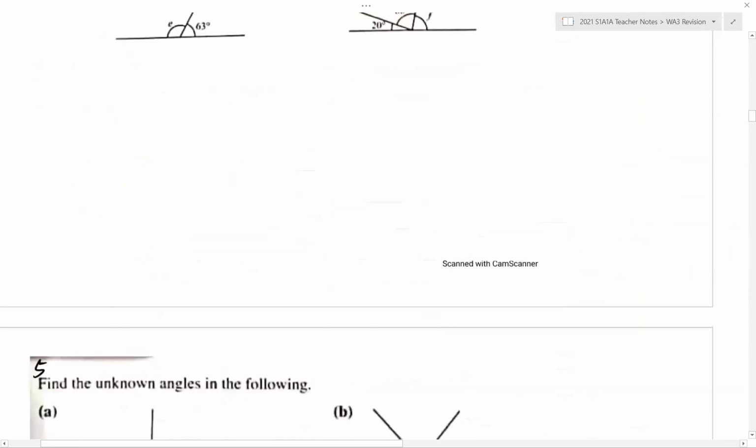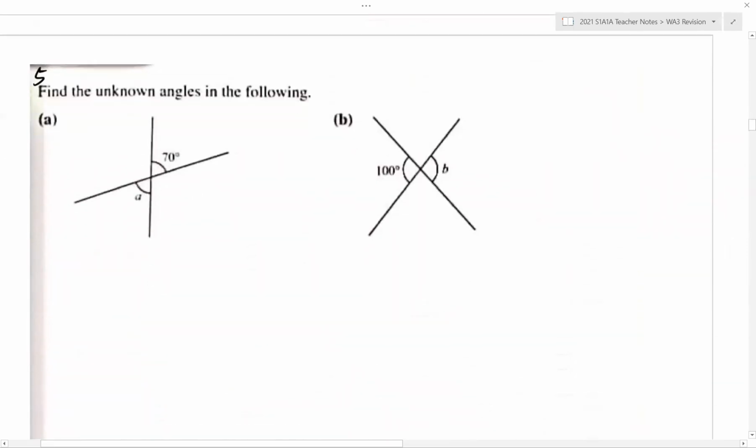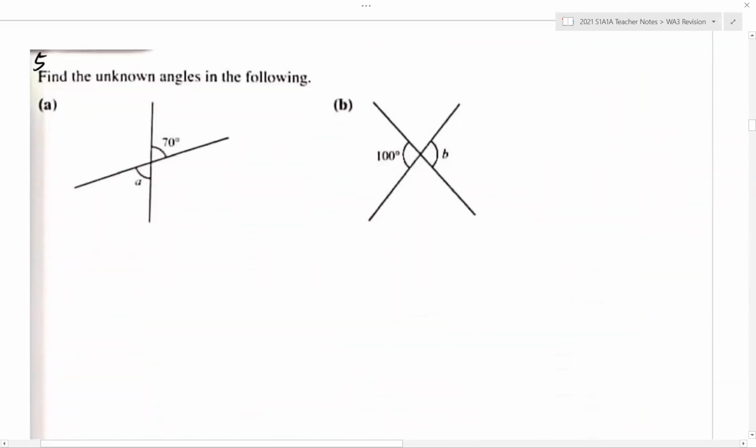Next page. Find the unknown angles. I will demonstrate the second one. First and second one, they are the same. Angle B, okay, we can just write B. B will be 100 degrees. Is that all? No, you have to write the reason. Vertically opposite angles. Then you get a full mark.